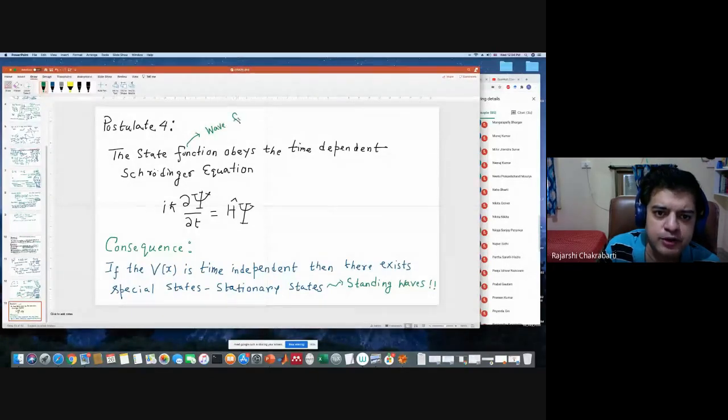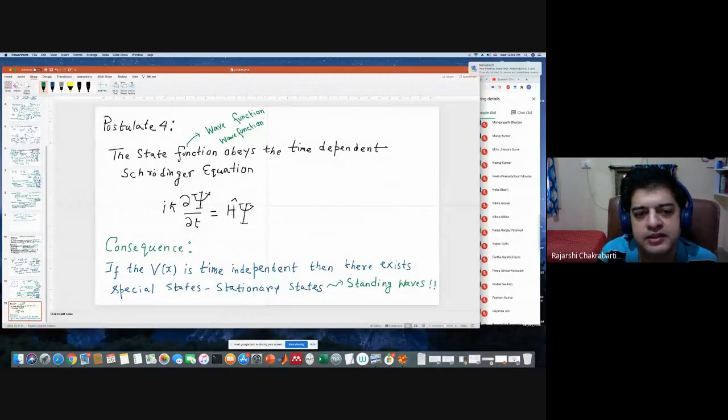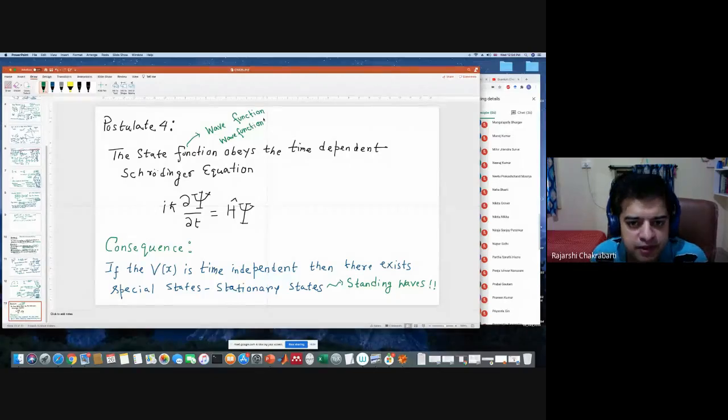See, in some books you'll see that they write it like this, two words, wave function. In some books they write it like this, together. I don't care how you write it, okay? Both are fine.